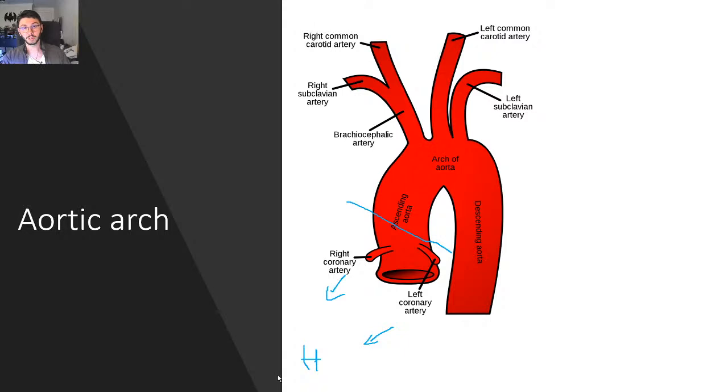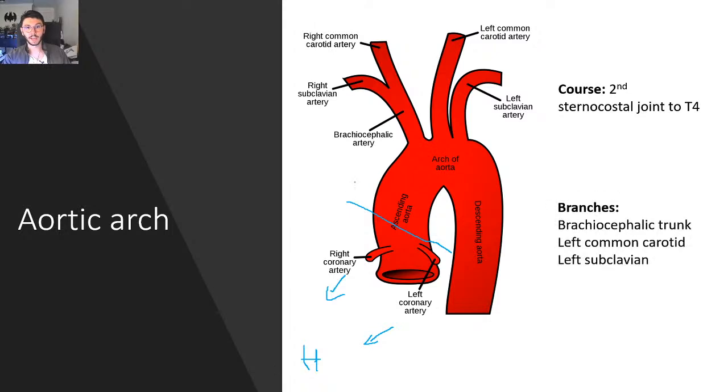Now the course of the arch of the aorta is from the second sternocostal joint, so you have to look at the sternocostal joint here, and it goes all the way to the T4 level. That's the distance of the arch of the aorta. And the branches, as we said before, brachiocephalic, left common carotid, left subclavian, supply the upper limb, upper face, everything basically from the shoulders up.